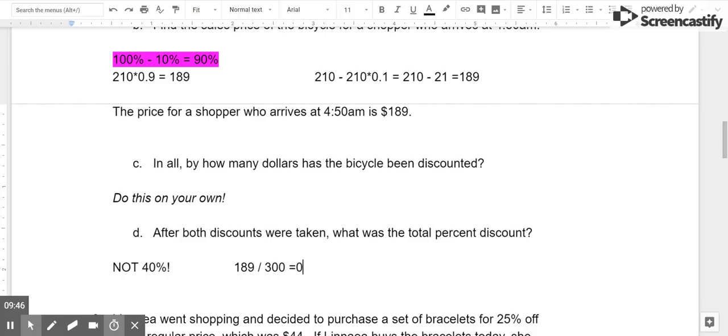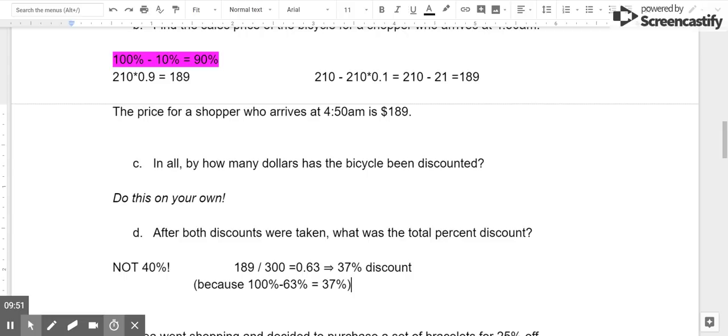63% of the price of the bicycle, which means that I am paying for 63% of the bicycle, or in other words, I have a 37% discount.